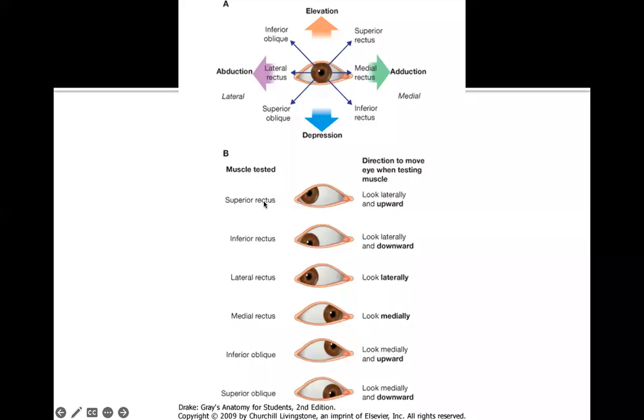For instance, you are testing for superior rectus. This is how the patient's eye should move. Direction to move the eye when testing the muscle: look laterally and upward. Okay. And then you can do the rest.